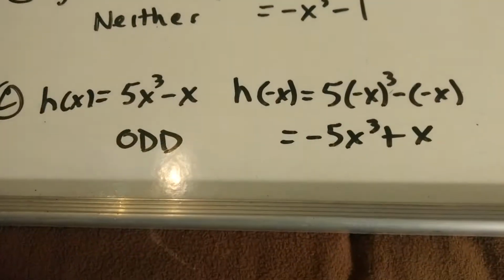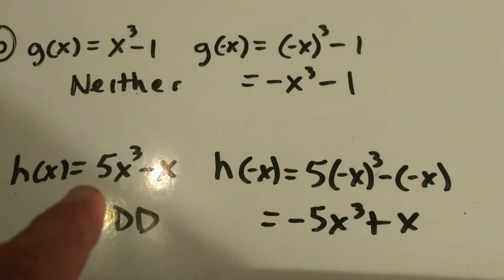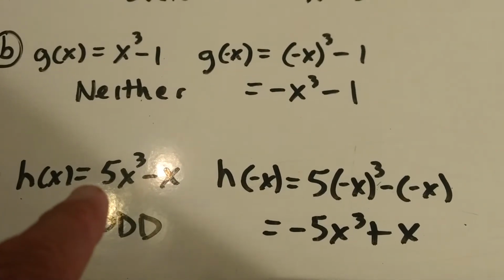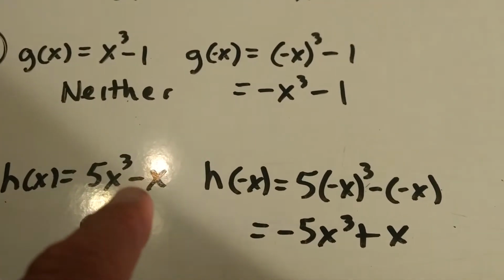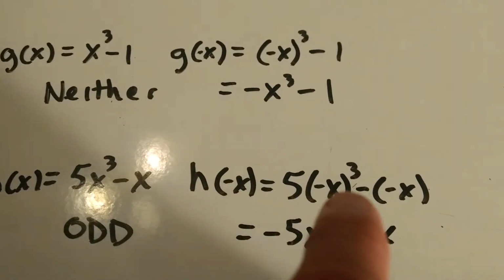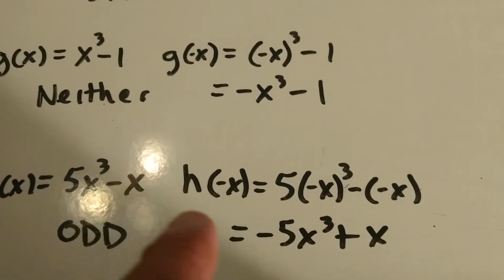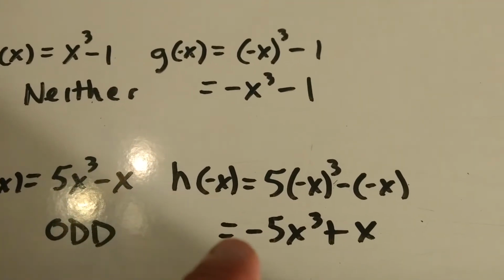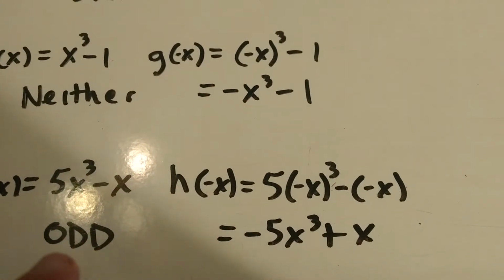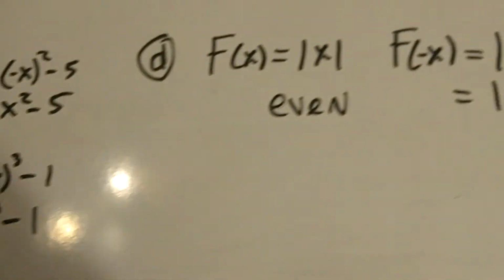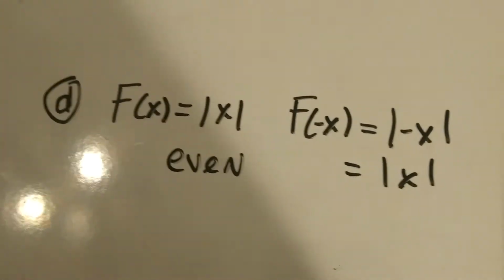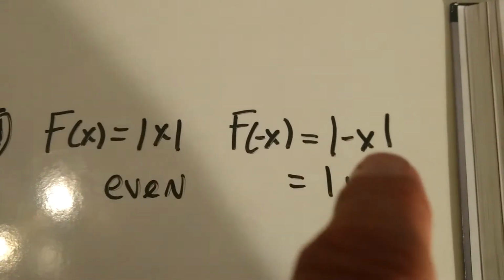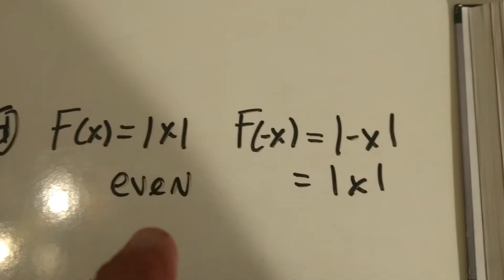Coming down to letter C, there we have 5x cubed minus x. Notice that there's a positive in front of the 5, minus in front of the x. Put a negative x here and a negative x here. Do the math. See how the sign changes in front of the 5. The sign also changes in front of the x. Because both signs changed, this is odd. We come over to letter D. This is the absolute value function. So if we put a negative x in there, the absolute value of a positive or a negative is still a positive, so this is even.